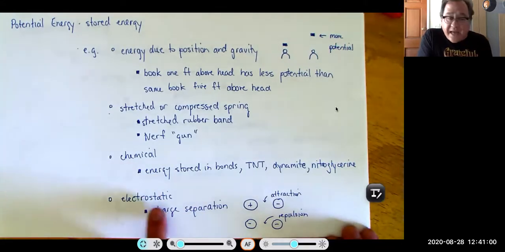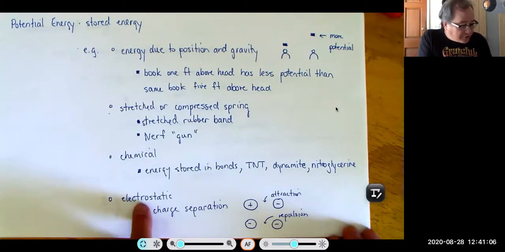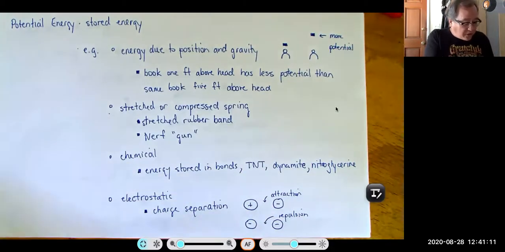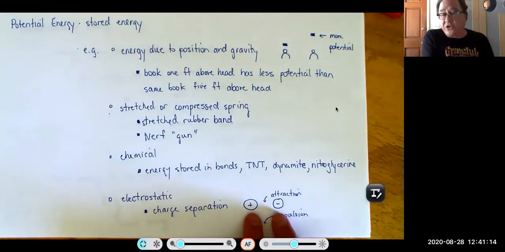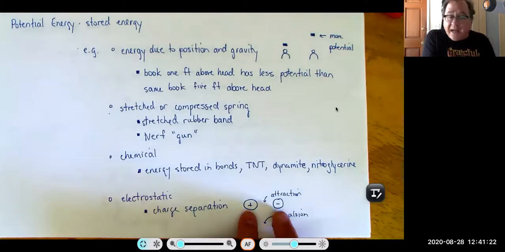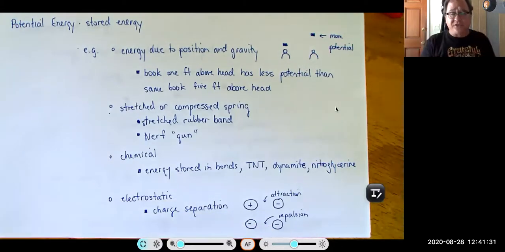And then there's electrostatic, which sounds like electricity, but here, this is due to charge separation. It's not due to electrons flowing. So here we're going to learn later that there are 2 types of charges. There's something called positive charge and something called negative charge. It turns out that positive charges are attracted to negative charges, and like charges repel. So a negatively charged object would repel another negatively charged object, and a positively charged object would repel another positively charged object. But positives and negatives are attracted to one another.